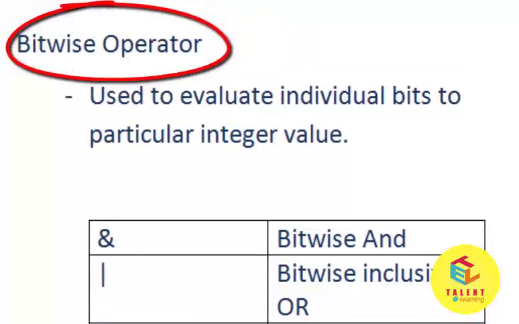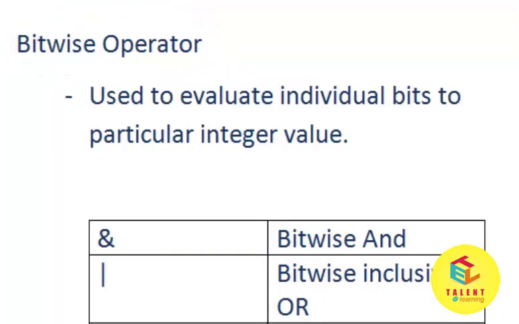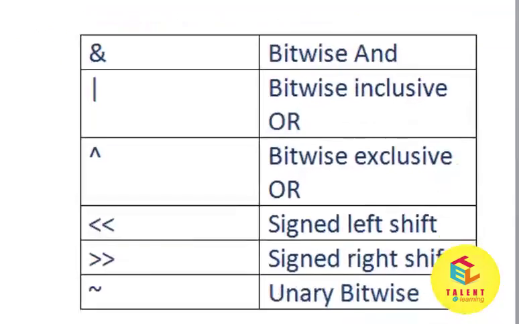Bitwise operator. Bitwise operator is used to evaluate individual bits of a particular integer value. This is the list of bitwise operator: bitwise AND, bitwise inclusive OR, bitwise exclusive OR, signed left shift, signed right shift, unsigned right shift.